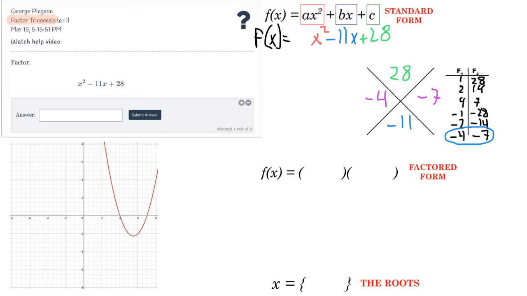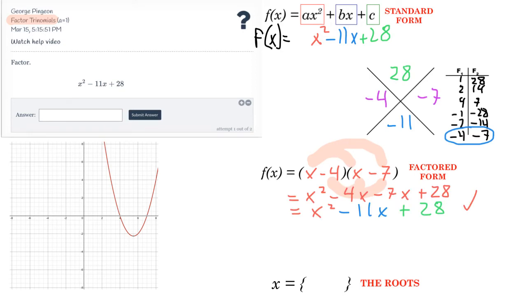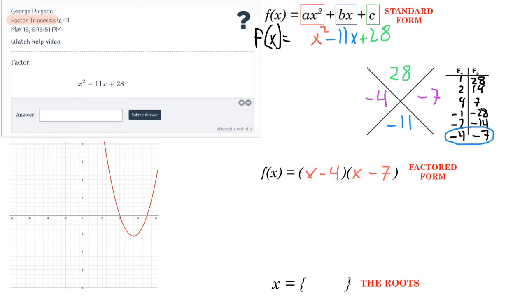So when you're writing your final answer in factored form, you're going to have f of x is equal to x minus 4 times x minus 7. And if you FOIL this out, you'll find that you do, in fact, end up with the same expression, like that. But the more interesting thing you can tell from this factored expression is the roots of the function.